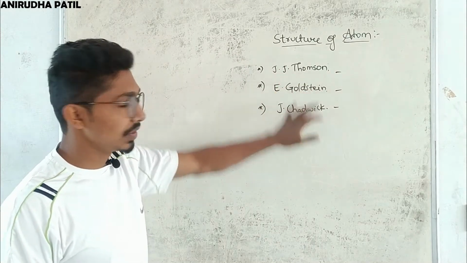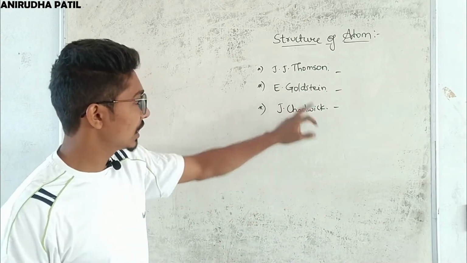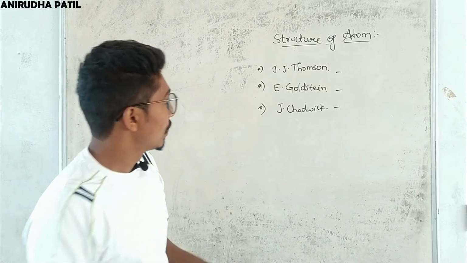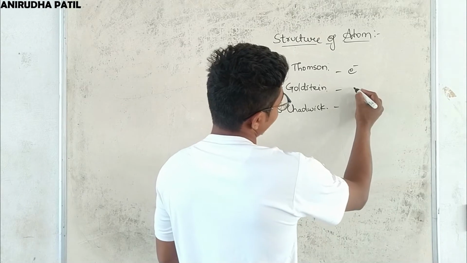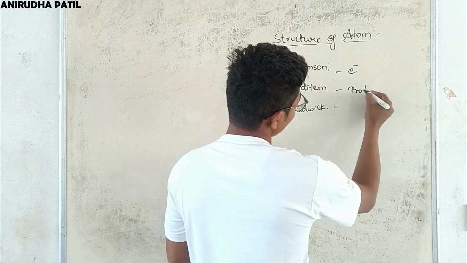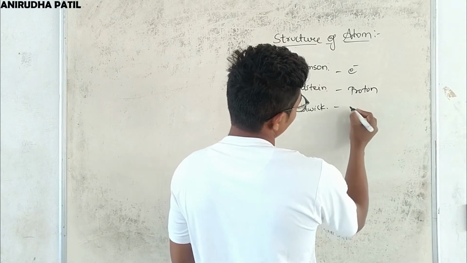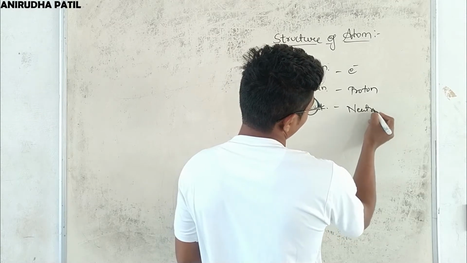So first one is J.J. Thomson, second one is Goldstein, and third one is Chadwick. So J.J. Thomson discovered electron, Goldstein discovered proton, and Chadwick discovered neutron.